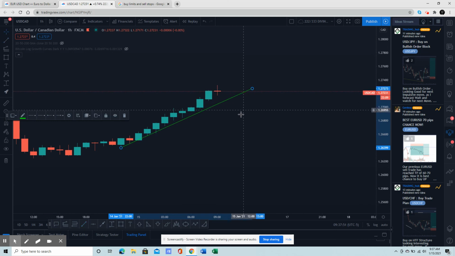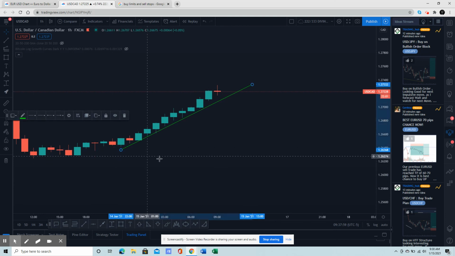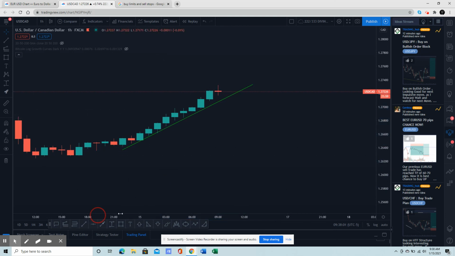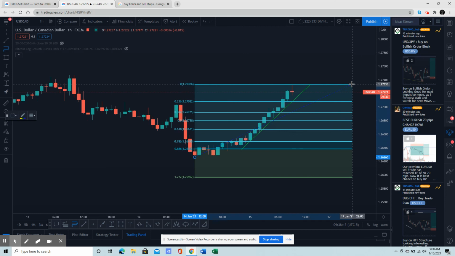All right. So we won't be taking any shorting till that is possibly broken. Okay. Now this is where your fib levels could come in to help, and you could get key levels to where price could retrace down to, like the 61% or the 78.